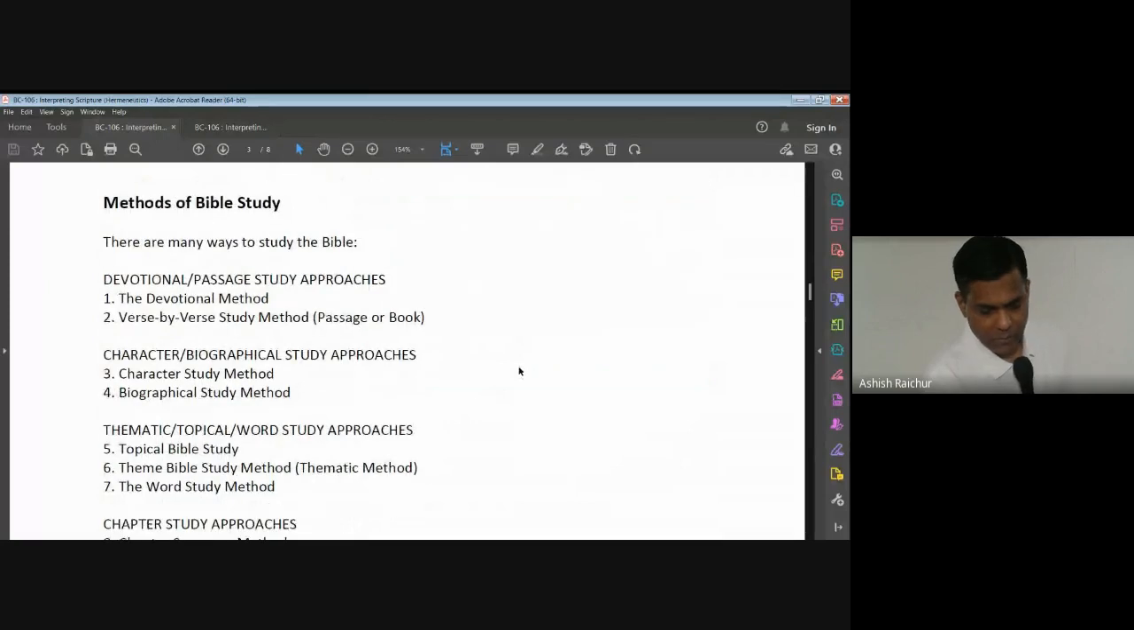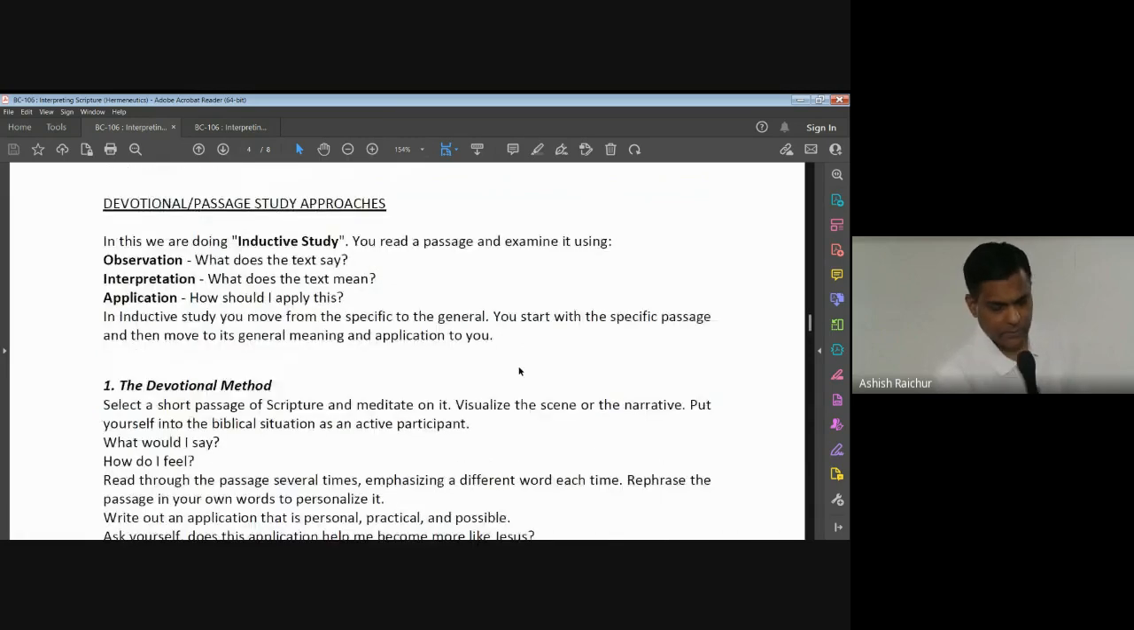Then we went through an overview of our different methods of Bible study, and we will be explaining some of these in greater detail today. We talked about the devotional method, where you take a passage, and this is typically what we do in our daily devotions. You read a passage, and then you want to draw some insight from that passage. You don't want to just pass over or quickly run through the passage. You want to gain some insight. So we said we can engage in observation, interpretation, and application. You engage in that as you are studying the scripture.